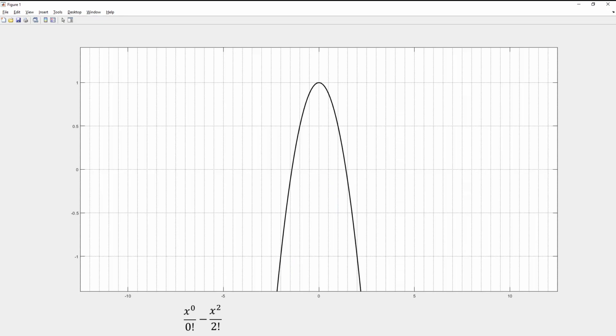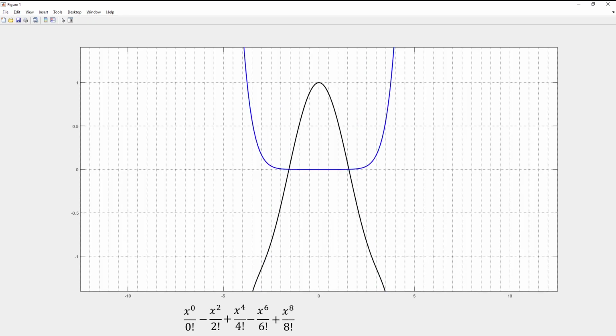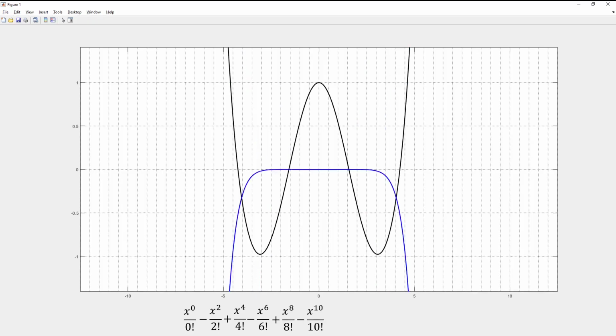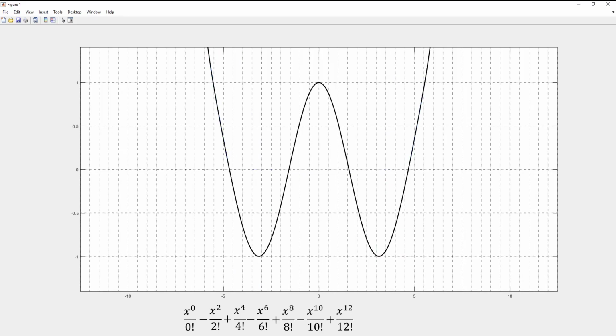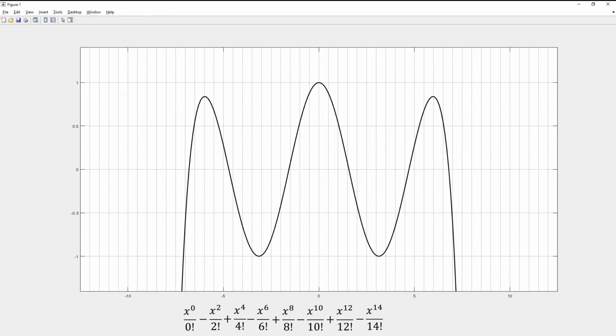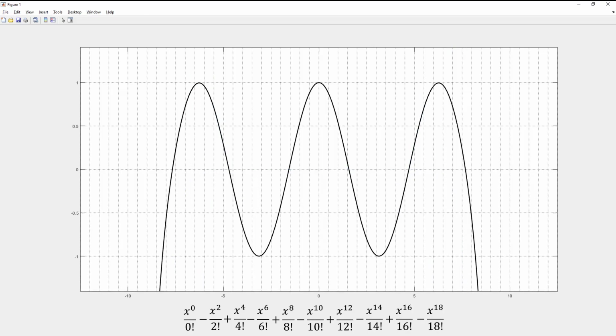Now let's add curve 4. Then let's flip curve 6 and add. And then add curve 8. Flip curve 10 and add. Then add curve 12. Flip and add curve 14. Add curve 16. Flip and add curve 18.